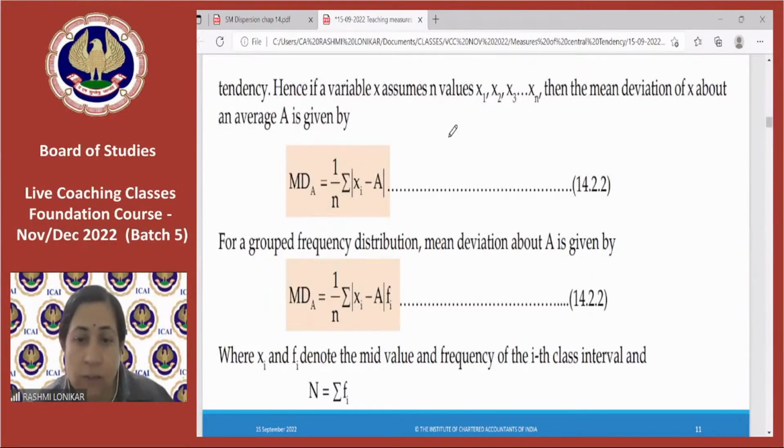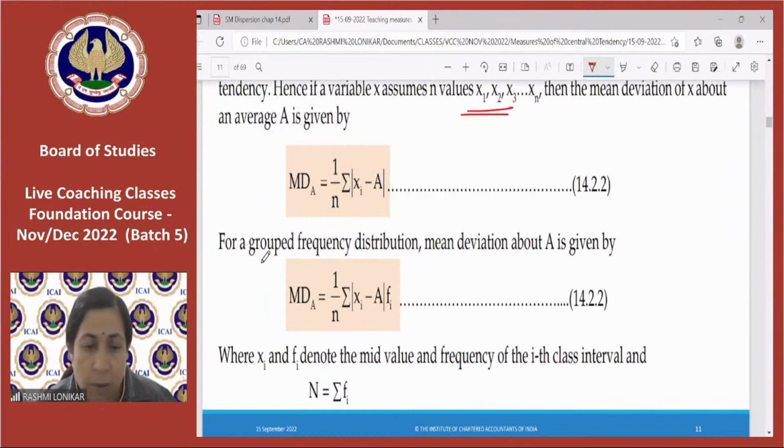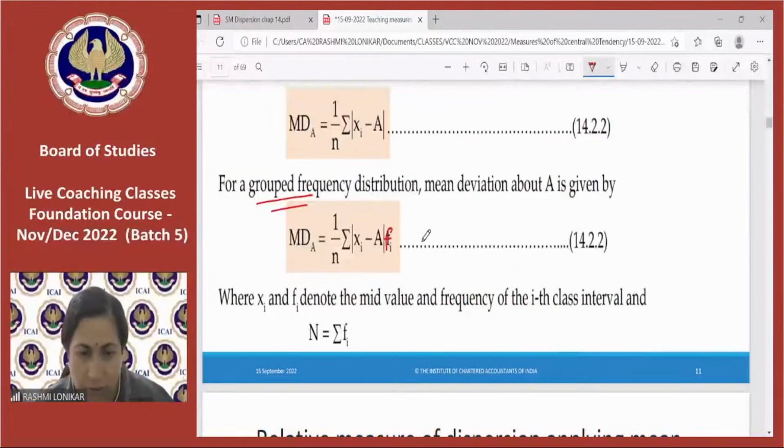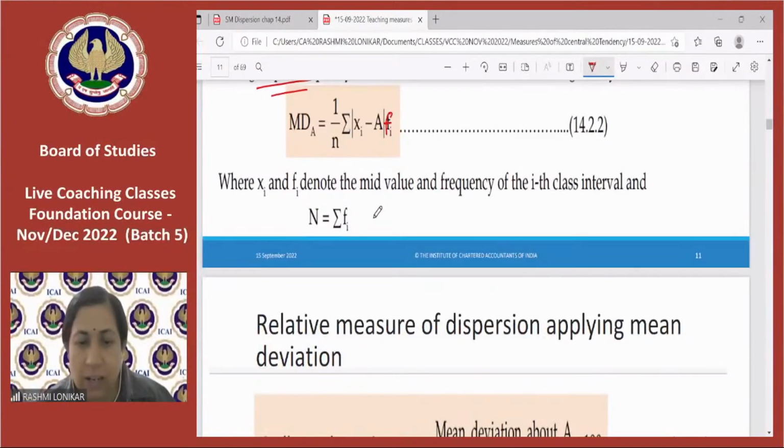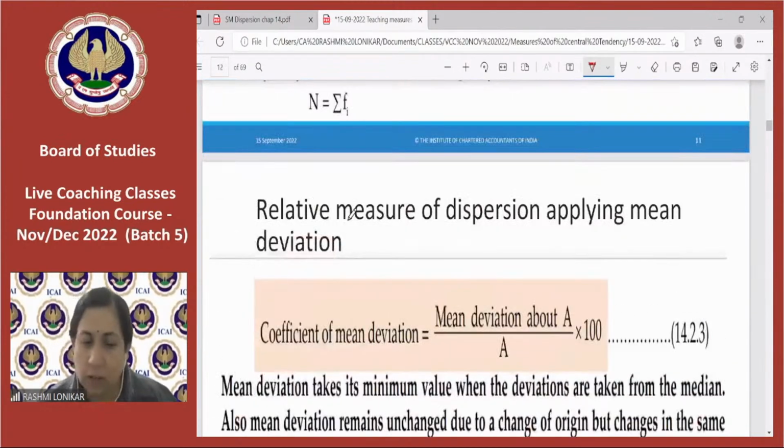That is okay when I have a discrete variable. But when I have a group frequency distribution, this f is very important. Don't forget this f. Sometimes even I forget, so we should not forget this f. And n is what? N is summation f. Okay, okay till now?